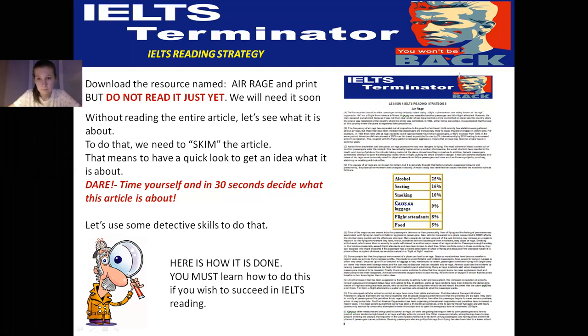So we've had a look at it. We see that it's about air rage, and we see that in the middle it's got a table that's obviously going to tell us something about what's in the article. Normally, all we have to spend on this is probably 30 to 60 seconds, not much more, because all we need to know is what it's about first.